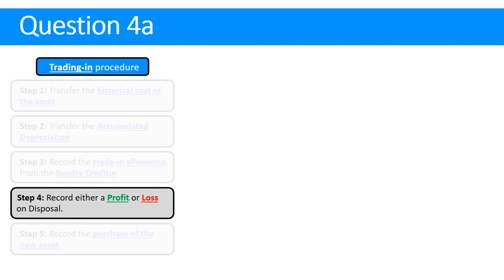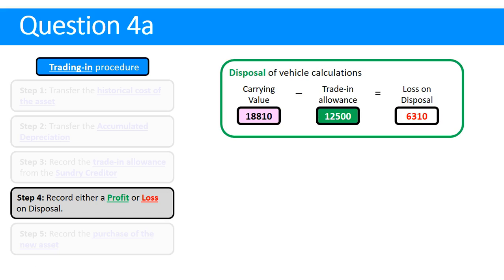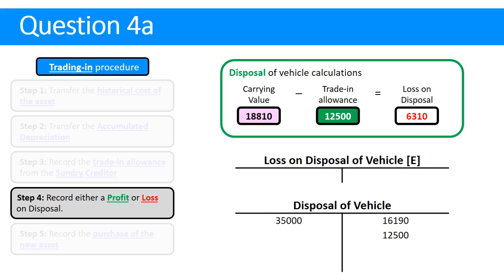Step 4, record either a profit or a loss. So we updated our carrying value, figured out the trade-in allowance was much less, and we end up with a loss on disposal of $6,310. So when we have a loss, that is going to be an expense, and expenses go up on the debit side. And what that means is the credit will show up in disposal of vehicle like that. Now, a good way to check whether we're right, if we do a little ledger in the margin or on a scrap piece of paper for disposal of vehicle, we know that this ledger at the end of the day has to balance to zero.